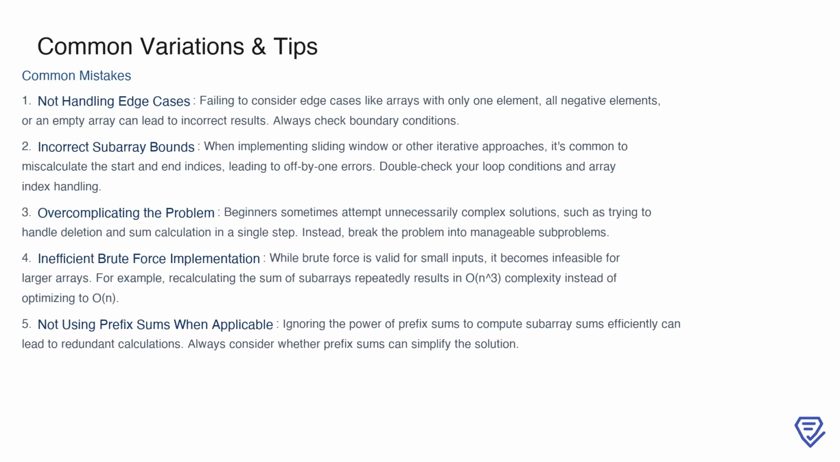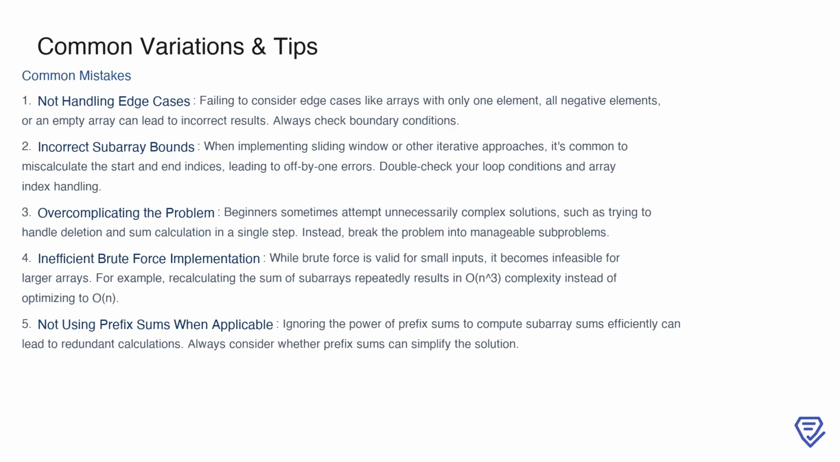When approaching this problem, there are several common mistakes you'll want to avoid. One major pitfall is not handling edge cases properly. For instance, if the array has only one element, contains all negative elements, or is even empty, these scenarios can produce incorrect results if not explicitly accounted for. Boundary conditions like these should always be tested.